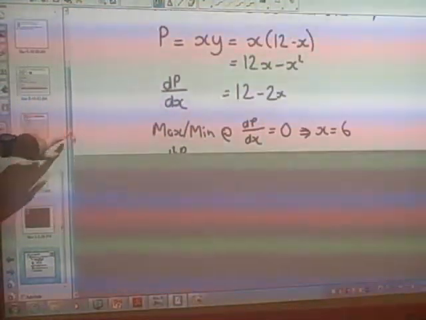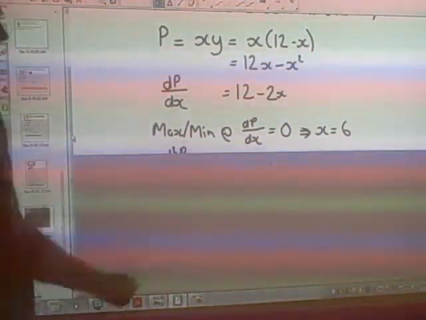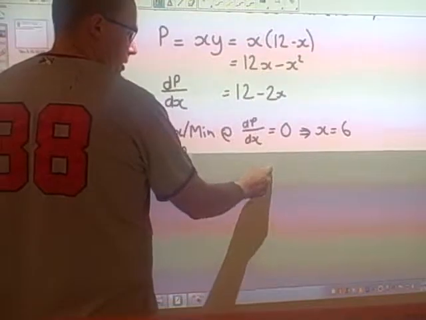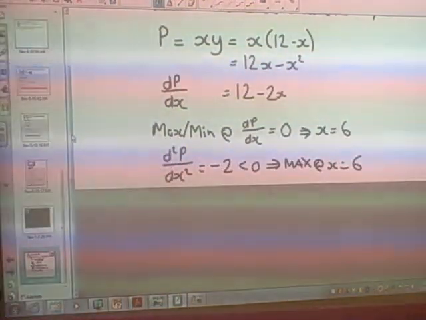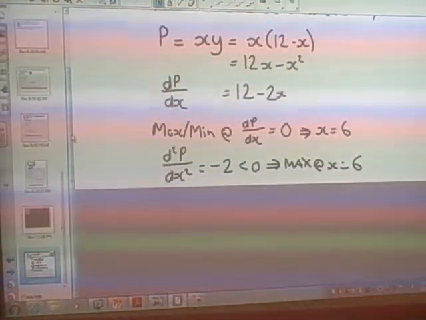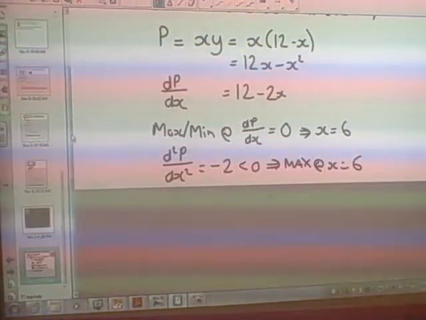Now that doesn't show if it is a maximum, because it could actually be a minimum. So if we do the second differential here, then we get negative 2. And as that's less than 0, we have indeed proved that we do get a maximum when x is 6.